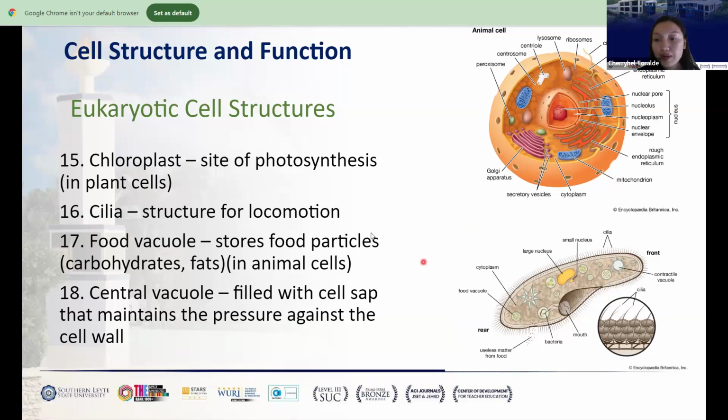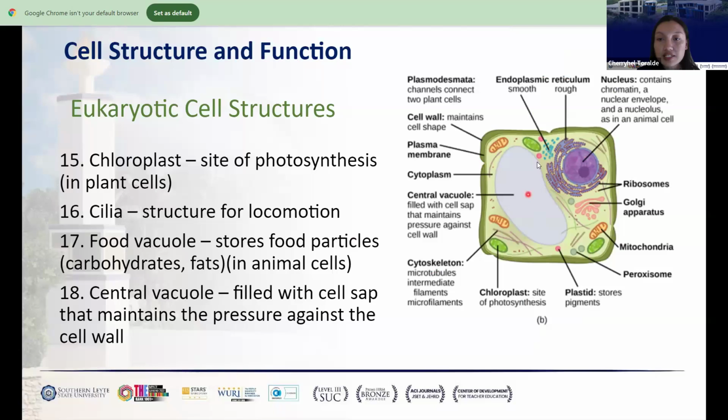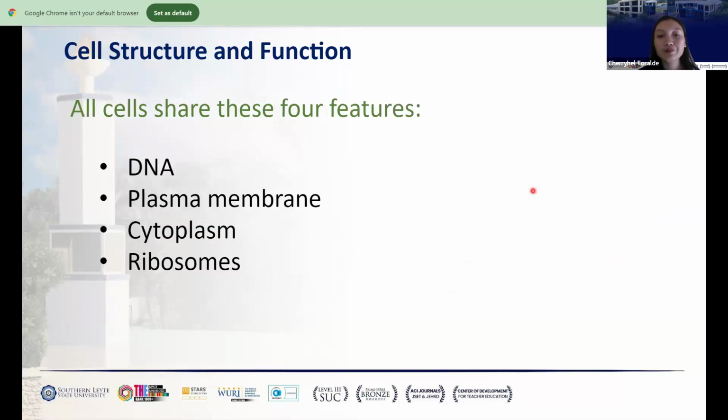And then, in plant cells, we also have the central vacuole, this one, the very big organelle, which is filled with water and sap to maintain the pressure against the cell wall. If there is a lot of water, the central vacuole expands. The plant will wilt if there is only a little water in your central vacuole.